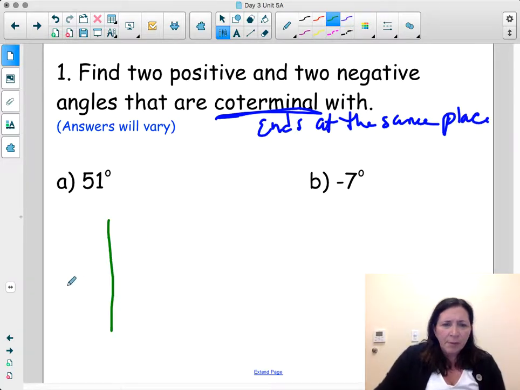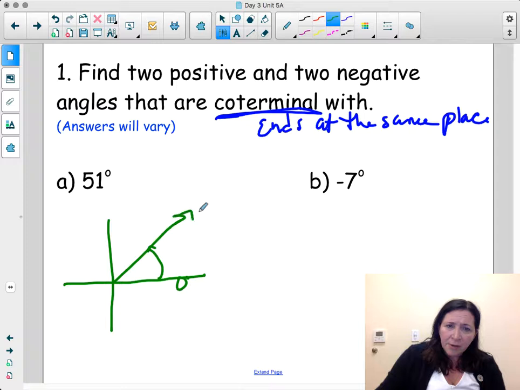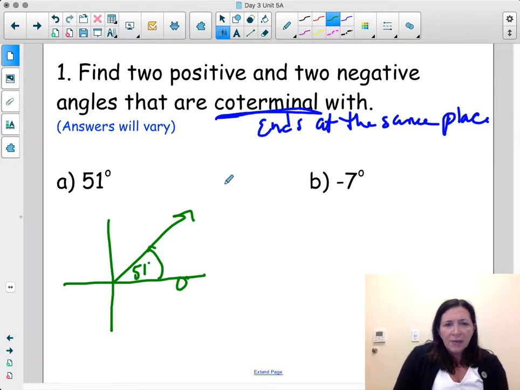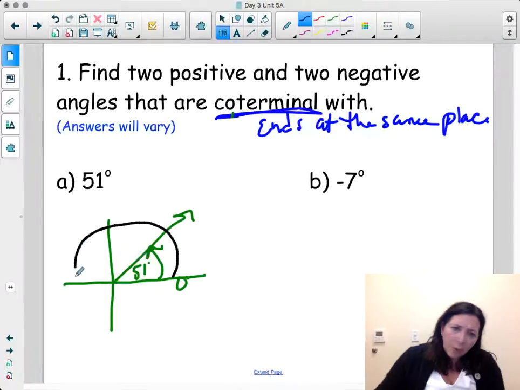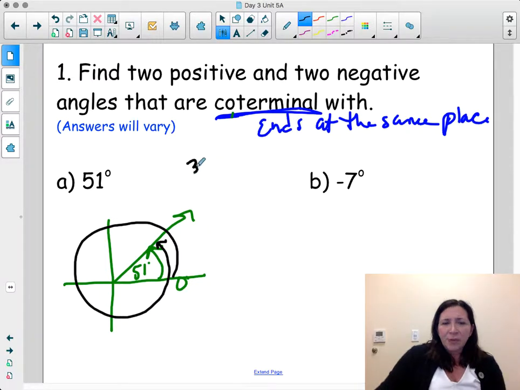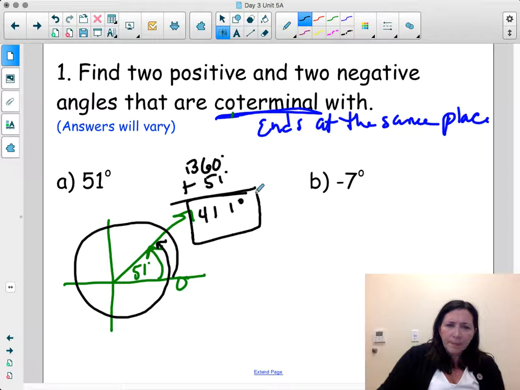Okay. So what I'm looking for are two angles that end at the same place. So here's my angle. Remember, on an axis, you always start here at 0 degrees. This is going to go up to 51 degrees. What I need to know is another angle that's going to end at 51 degrees. In order for me to end in the same place, one option is to go all the way around. That's 360 degrees plus another 51 degrees. And what is that? 411 degrees.